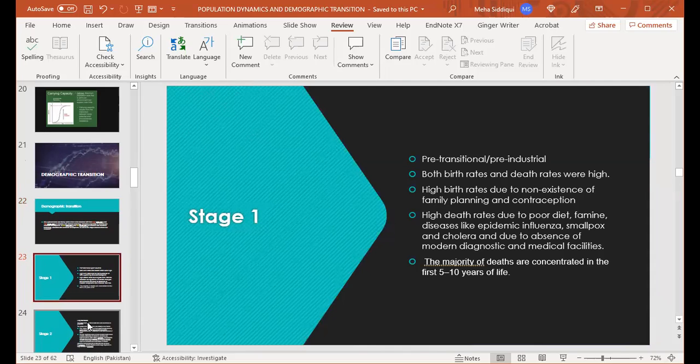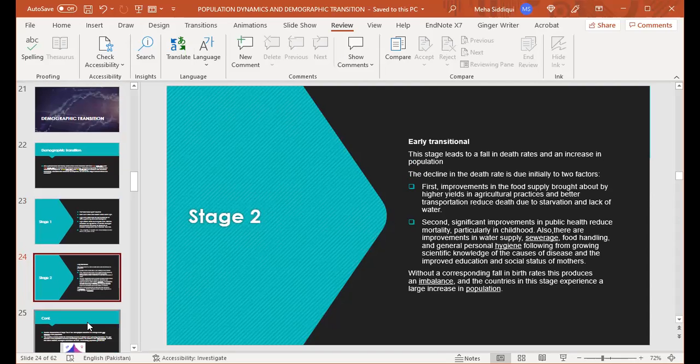Now, there are 5 stages of this demographic transition model. First stage is the pre-transitional or pre-industrial stage. In this, both birth rates and death rates were high. High birth rates are due to the non-existence of family planning and contraception. High death rates are due to poor diet, famine, diseases like epidemic influenza, smallpox, and cholera, and due to absence of modern diagnostic and medical facilities. The majority of deaths are concentrated in the first 5 to 10 years of life.